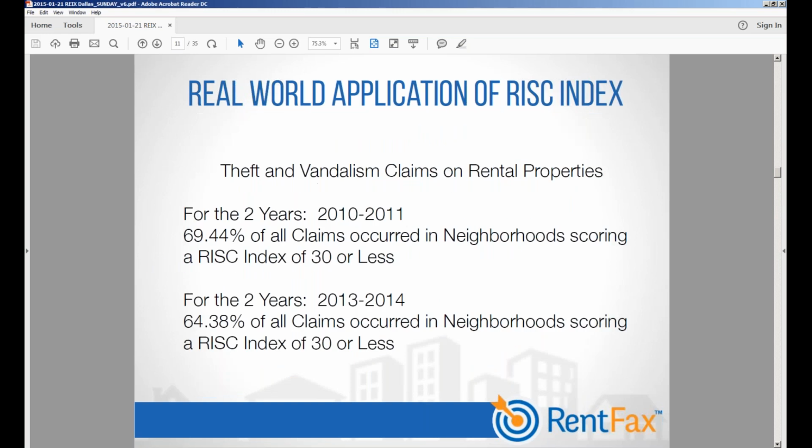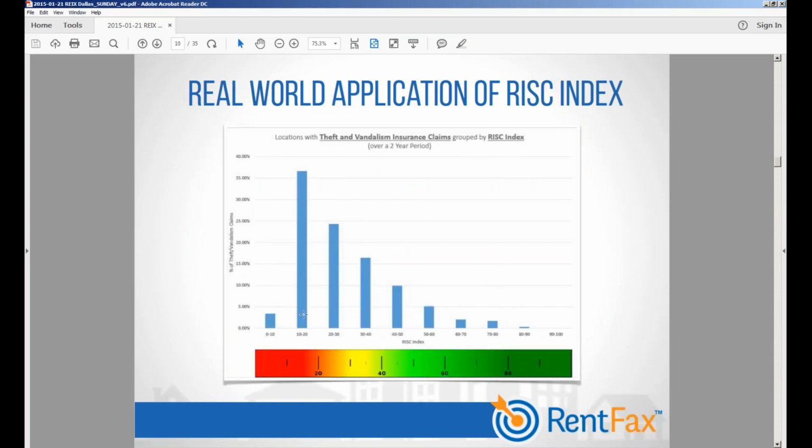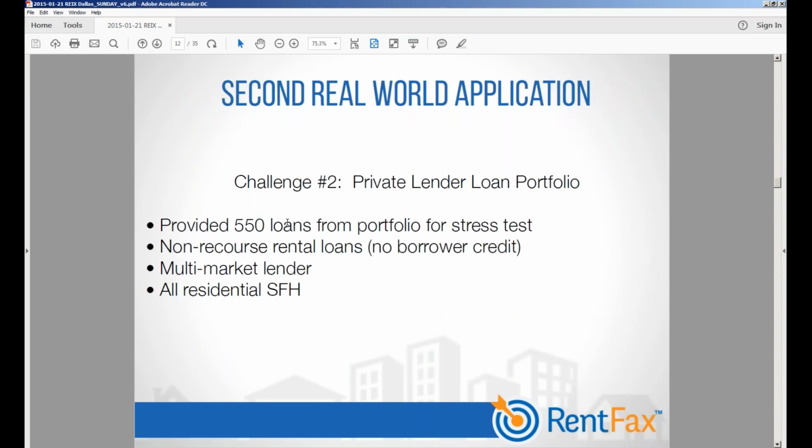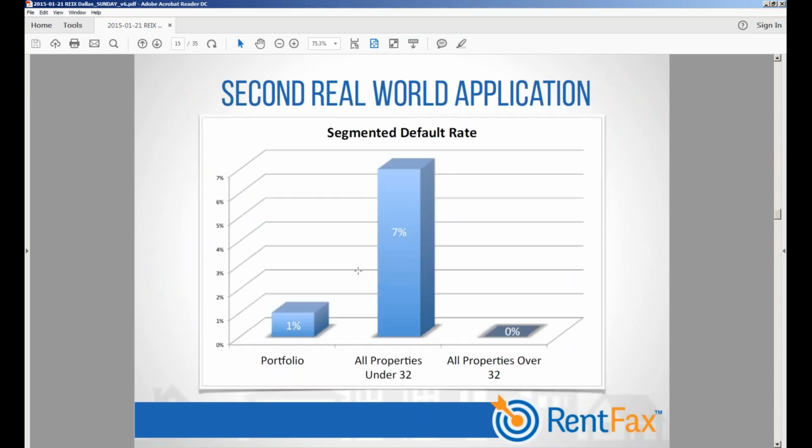When I say segment, I'm going to go back up to this slide here. This is segmenting, where we're breaking out the number of properties by score. So we're taking this big bucket of 550 loans, we're segmenting it. And so we said, okay, how about if we look at all the properties that scored under 32, the default rate for those loans is 7%.